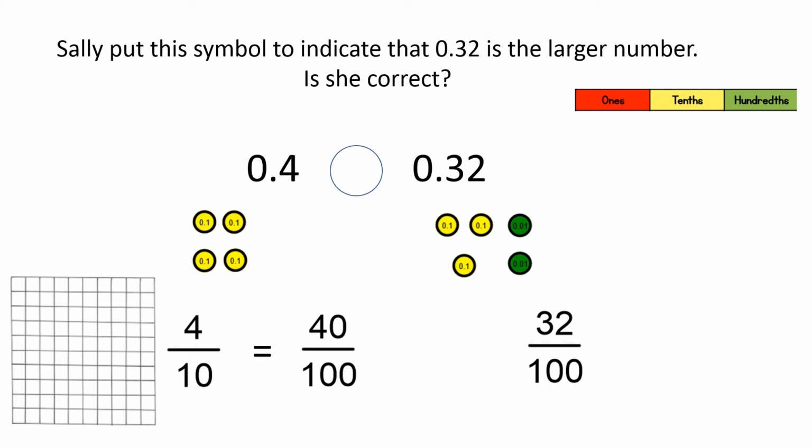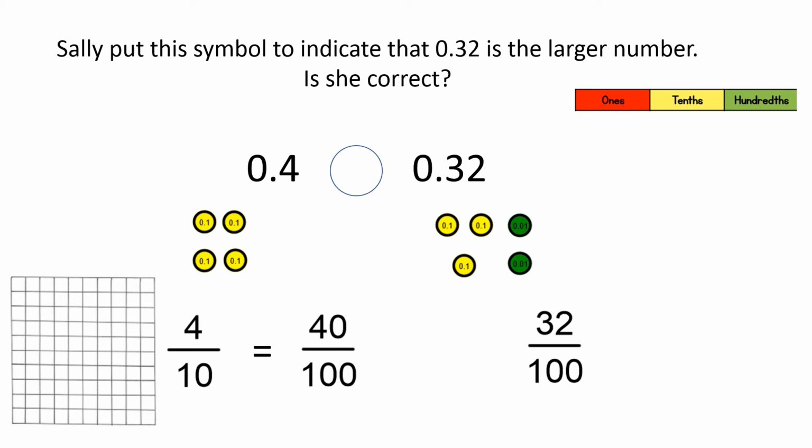So we have 0.4 and 0.32. So although 32 is larger than 4, what do these digits really represent? What do these numbers really represent? It doesn't mean 4 and 32, so that's a misconception that many people have. That's why we will never say zero point thirty-two. We always have to say zero point three two. So actually, Sally was wrong. 0.4 is the greater number.